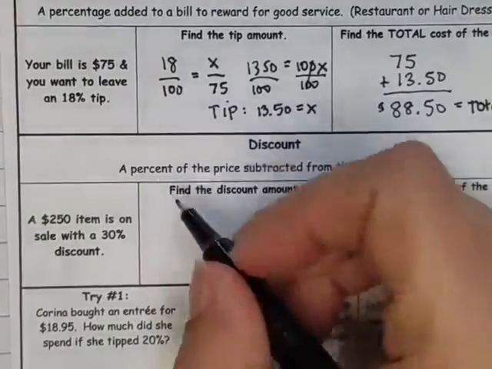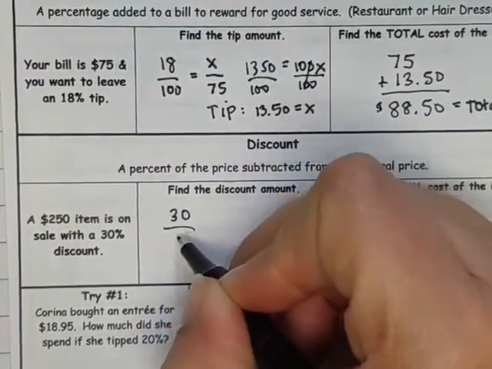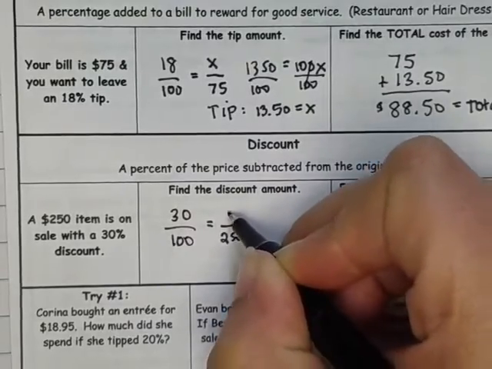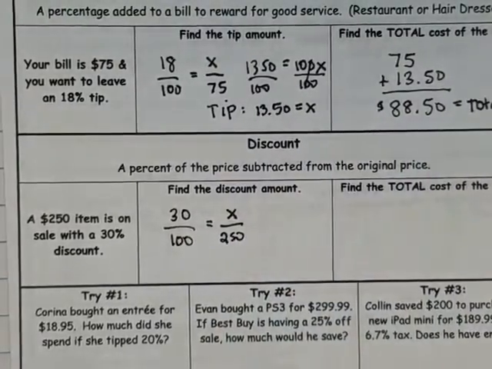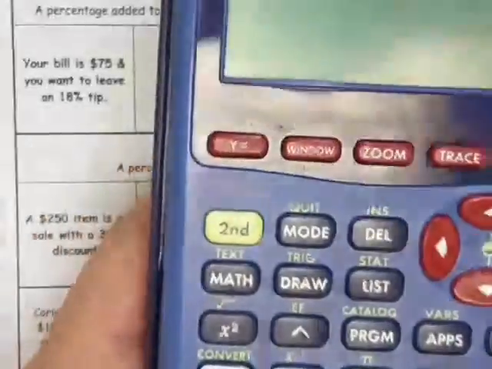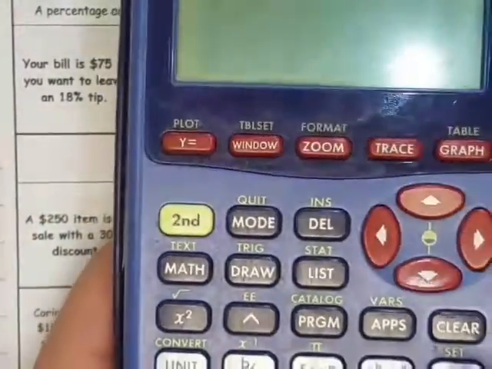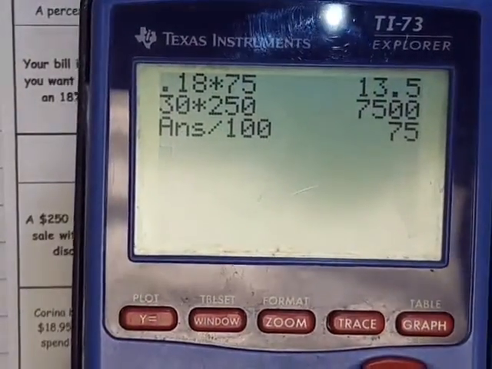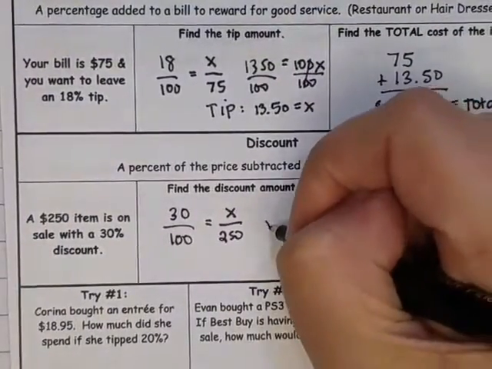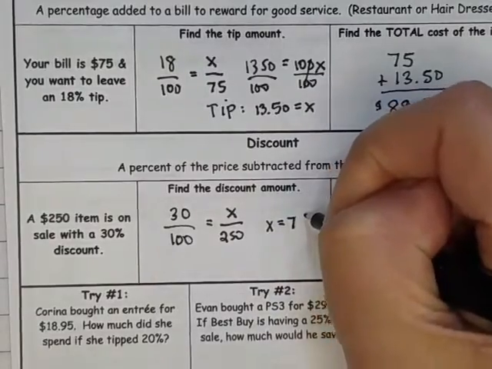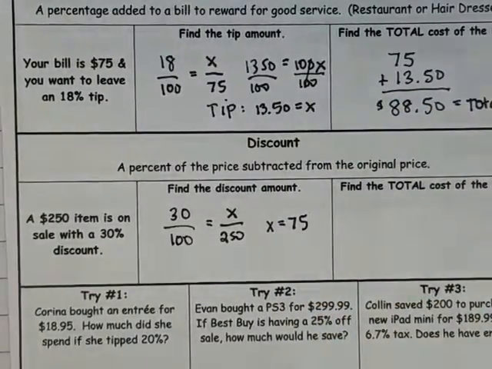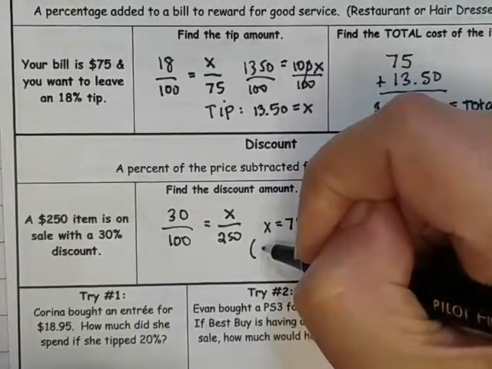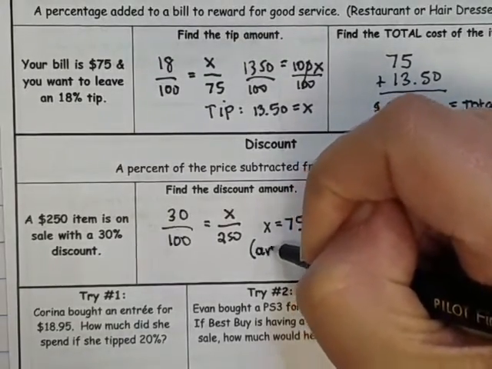So let's find 30% of $250. So 30% of $250 is what? Okay. So then in my calculator, I'm just going to do 30 times $250. And I'm going to divide that by 100. And I get $75. So $75. Now that does not mean $75 is the total cost. That means I get $75 off. So we're going to tell ourselves that's the amount off.